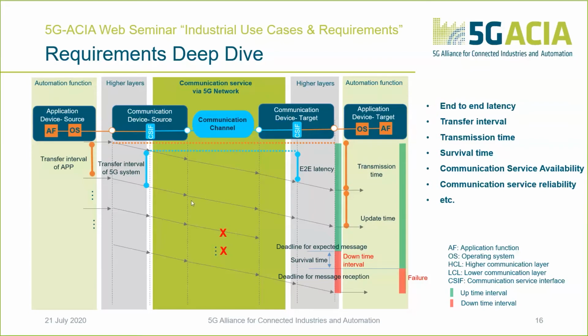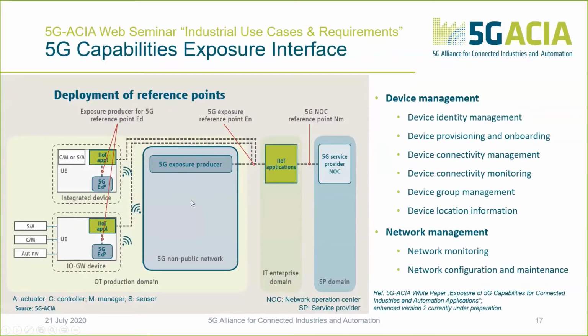Then the next requirement is about the capability exposure interface. As we introduced before, other than the performance requirements, there are also functional and operational requirements. One of such requirements is the exposure of 5G capabilities via a service interface. So this is quite a new requirement. Industrial applications like factory and process automation, as well as production IT, can utilize this kind of exposed capabilities from the 5G system, especially based on the non-public deployment.